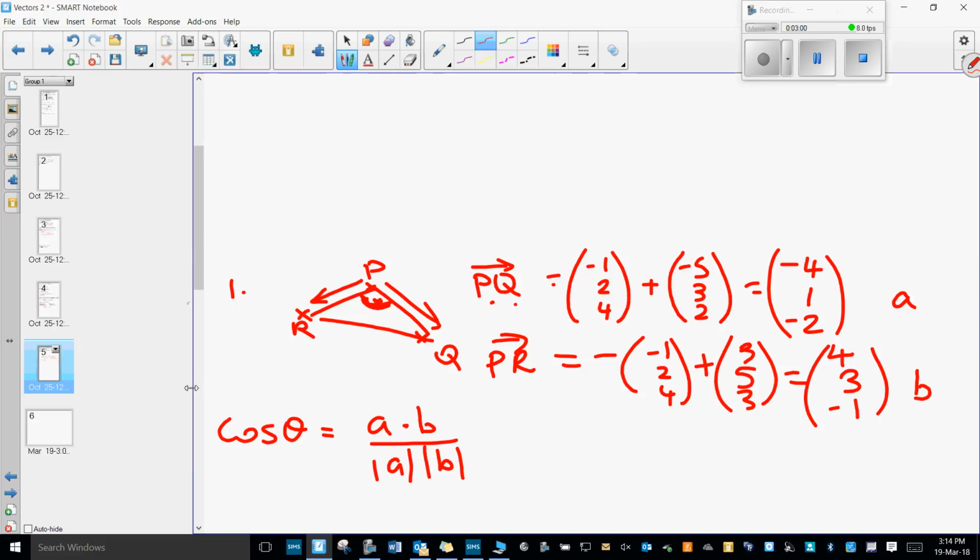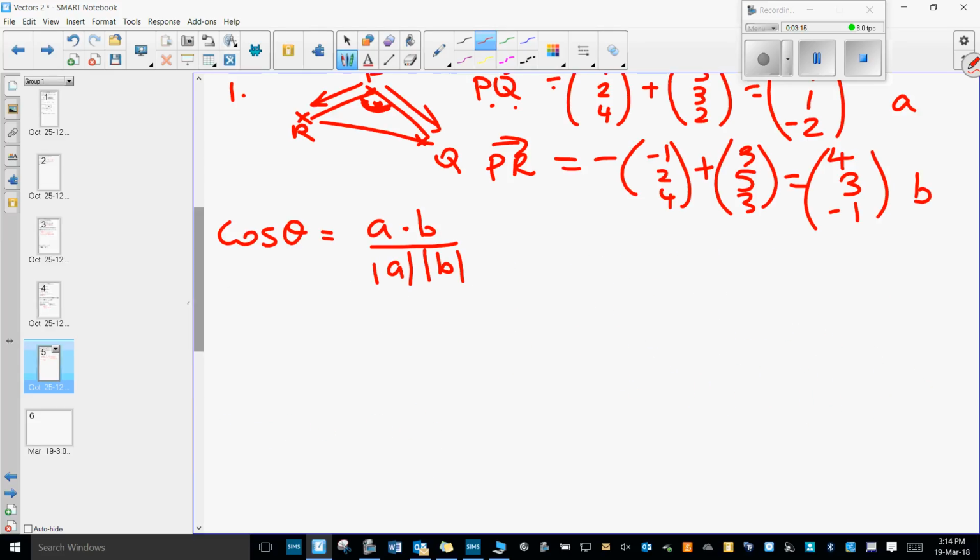Which is why it's very tedious, and we'll perhaps just do it for the one term. Alright, so let's find A dot B first. What's that top number? Negative 4. Thanks. So we've got negative 4, 1, negative 2, dot 4, 3, negative 1. So that's what we're finding first of all. You're following?